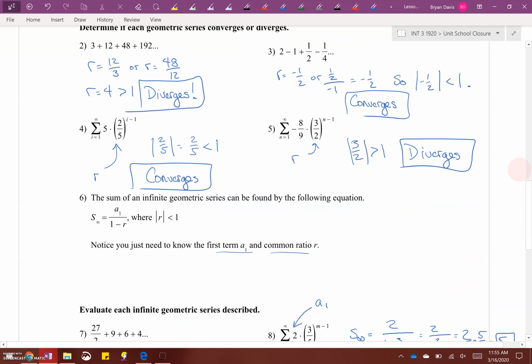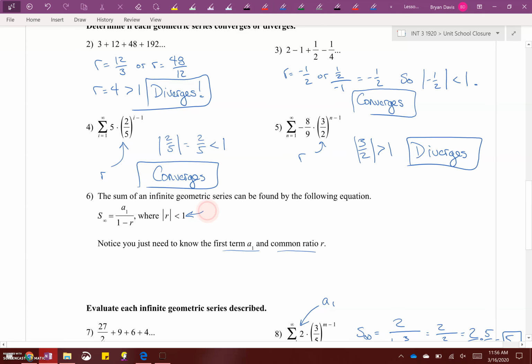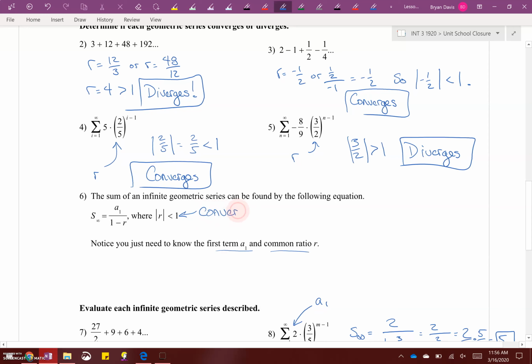But we can determine whether an infinite series will converge, and if it does converge, then we want to know what that summation is. The sum of an infinite geometric series can be found by the following equation. S sub infinity, so the sum of the infinite amount of terms, is going to be a sub 1 over 1 minus r. And again, notice that stipulation where the absolute value of r is less than 1. This is telling me that this series converges, and we need to have a converging series to find its sum.